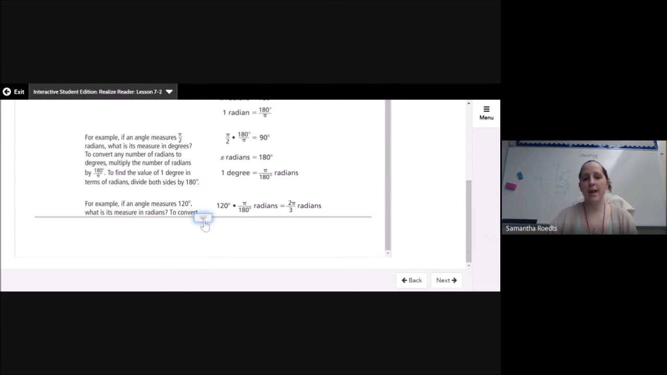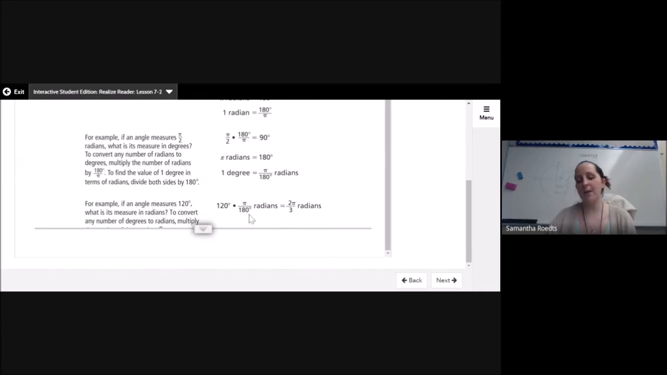So for example, if an angle measures 120 degrees, what is its measure in radians? I take my measure that they gave me and I multiply by pi over 180 radians. When I simplify that, I have 120 times pi over 180, which simplifies to 2 pi over 3.